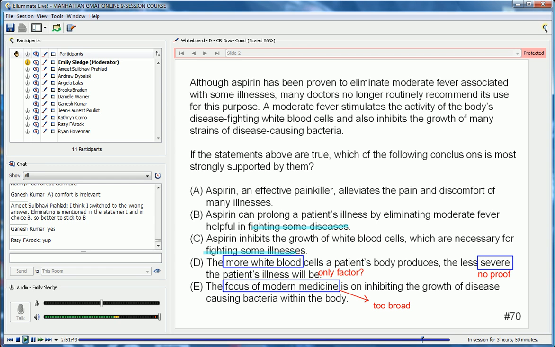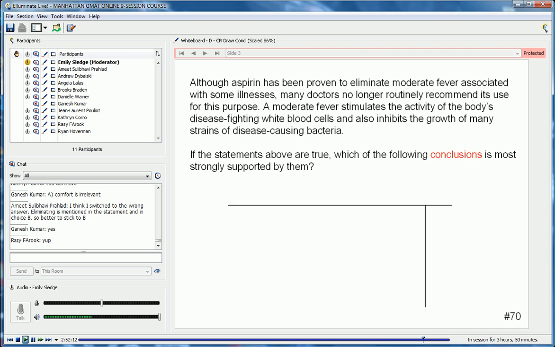Yeah, this was great. You guys are picking up on the way they craft wrong answers. They say things that may even be true, but aren't supportable. They either go too far, or they get off topic a little bit, as I think they're doing with this focus of modern medicine business. That sort of gets off the topic of aspirin specifically. And I want to give you a quick run through these choices.